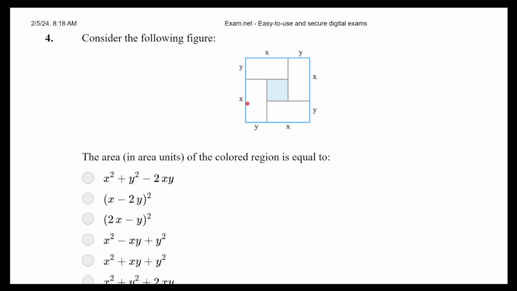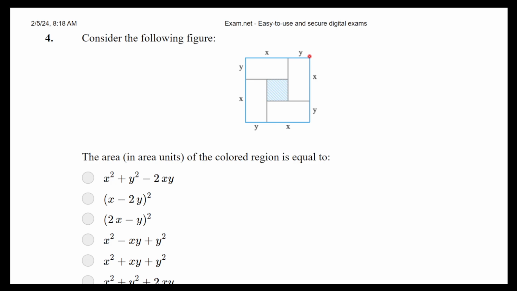But from my perspective, I calculate the area of the big square, and I will take the area of these rectangles from it. What is left for me is the area of the middle. Is that reasonable? Can I calculate the area of the big square? Yes, because the sides are equal to x plus y. So I write (x plus y) to the power of 2. That will be the area of the bigger square.